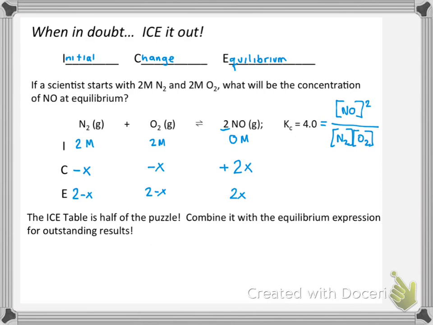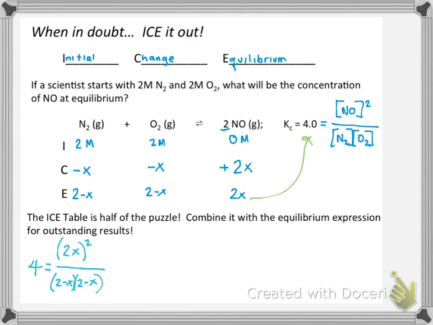Now what we're going to do is take the equilibrium row and put it into our equilibrium expression, and then we can do some algebra. So we'll have 4 is equal to 2x squared. Make sure you square the whole thing, not just the x. It's 2x all squared, divided by 2 minus x times 2 minus x.